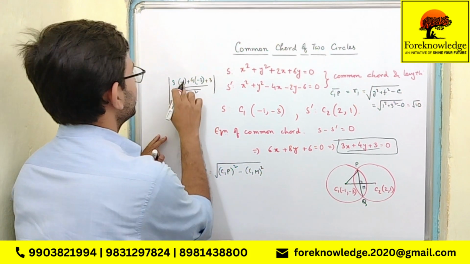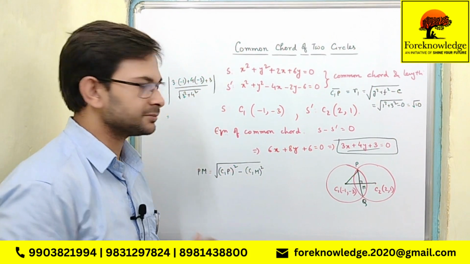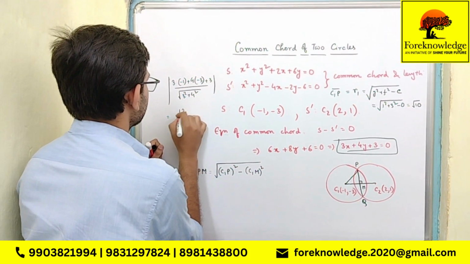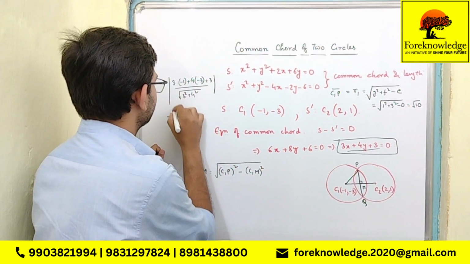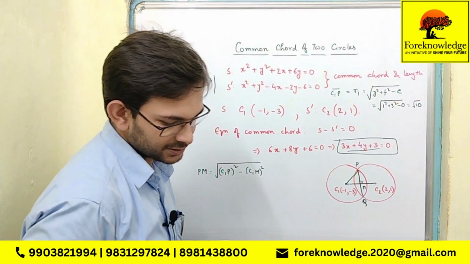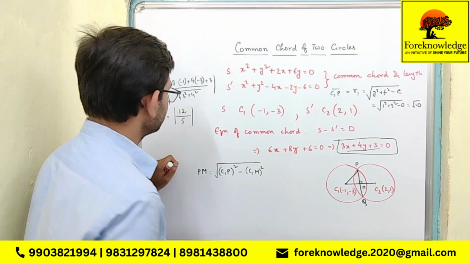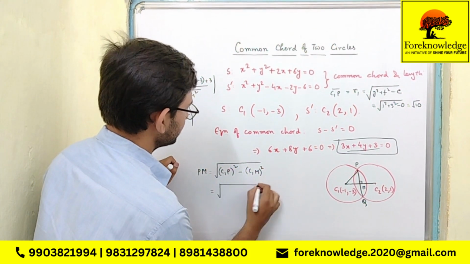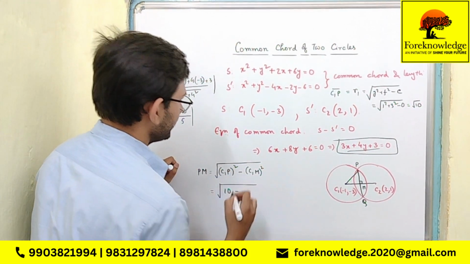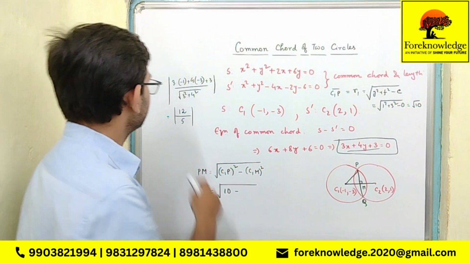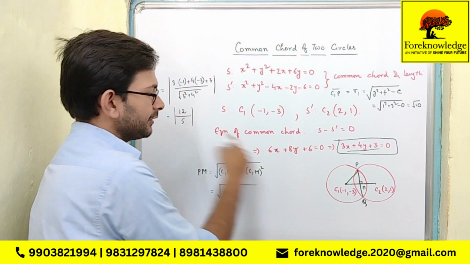So this is nothing but minus 3 minus 12, so minus 15 plus 3, that means minus 12. So 12 by, this is root under 25, that means 12 by 5. Modulus of 12 by 5. This is the length of C1M. So PM is nothing but root under C1P square, that means root 10 square, that is 10, minus C1M square. Now C1M is 12 by 5, we have calculated.